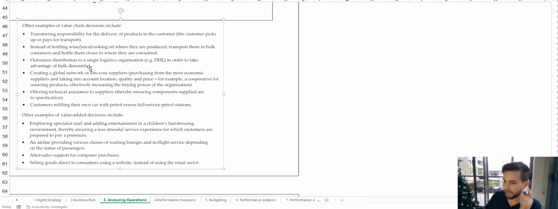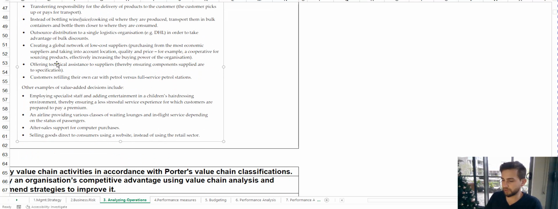More examples include outsourcing distribution to a single logistics organization, e.g. DHL, to get bulk discounts, maybe creating a global network of low-cost suppliers.